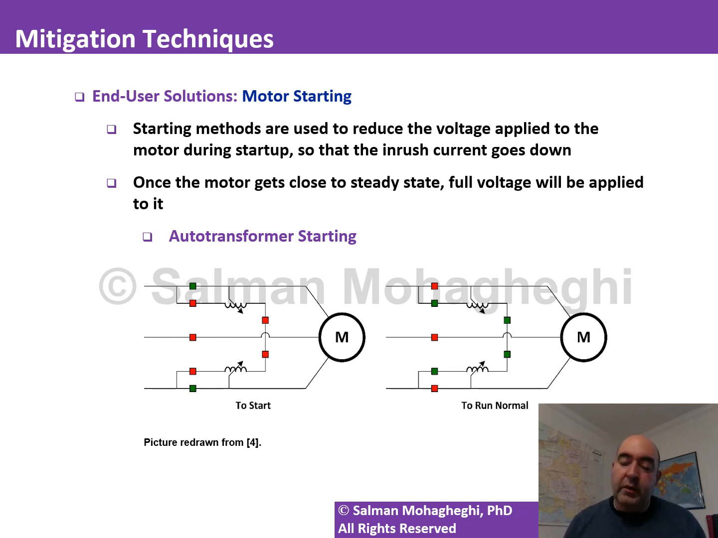And then when the motor gets to normal mode and wants to run normally, you open these switches, the green ones, and you close this switch and this switch so that the motor is directly connected to the supply. The one thing you notice probably in this diagram is that with this open delta configuration, the voltages that are applied to the 3 phases of the motor are not the same. So there's a certain level of imbalance in the voltages.